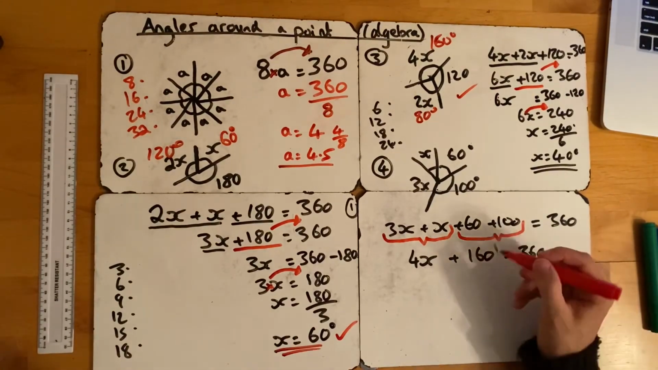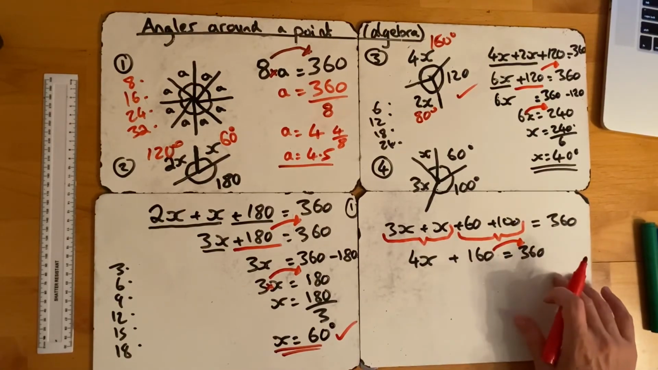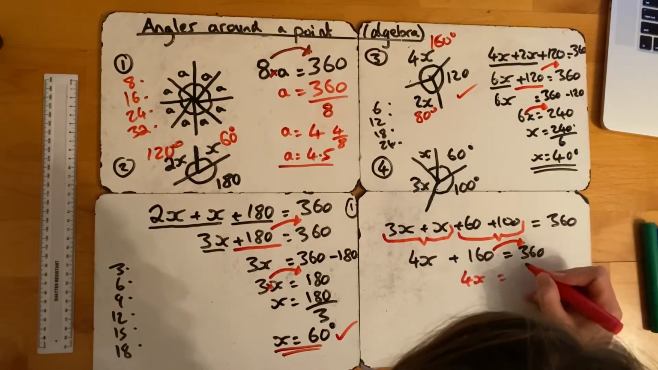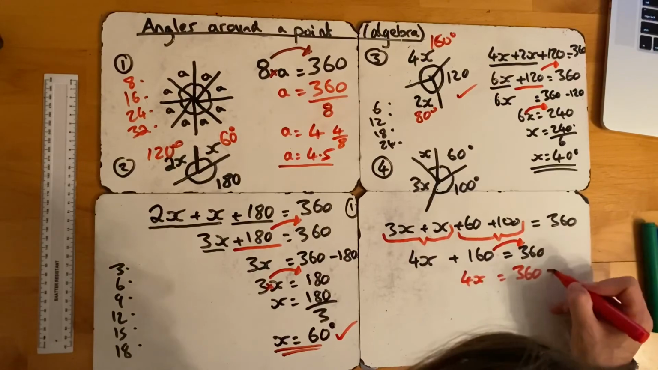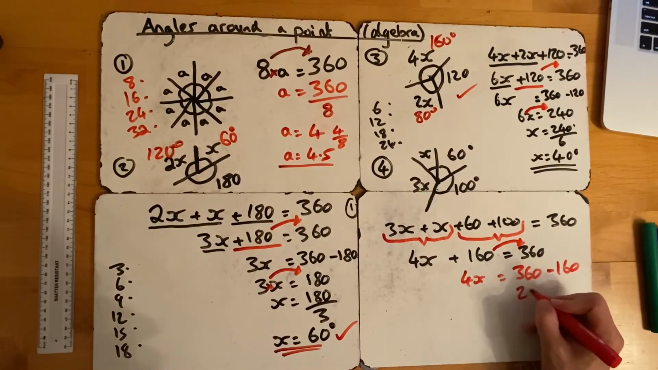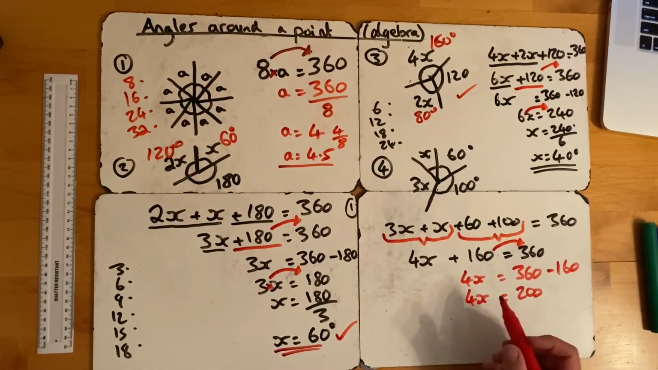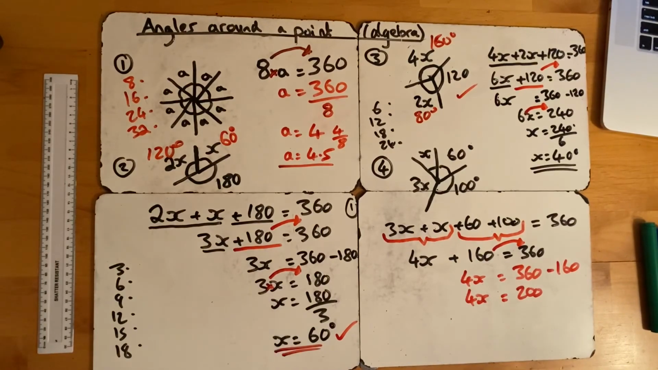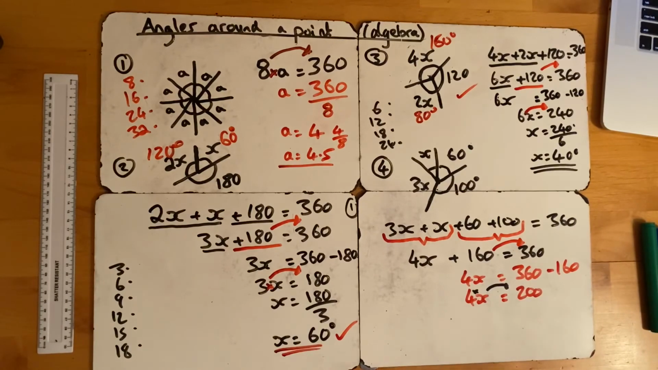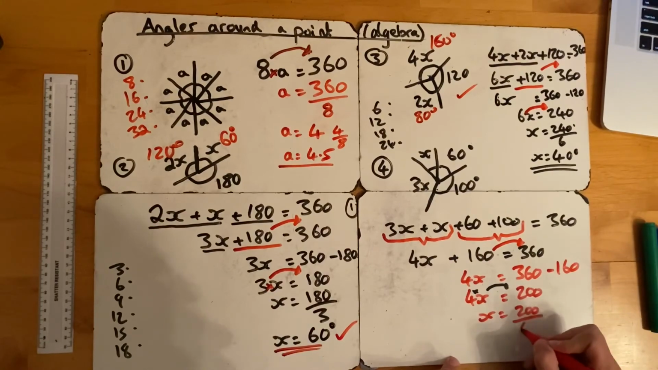Same again. Okay, always when you go over the equal sign, you want the x's on the left side, numbers on the other. You always do the reverse. So 4x is equal to 360, opposite of plus is minus, minus 160. 360 minus 160 is 200. So 4x is equal to 200. Now, 4x, that's 4 times x, right? So when you go over to the other side, well, that's going to be divide. So x is equal to 200 divided by 4.